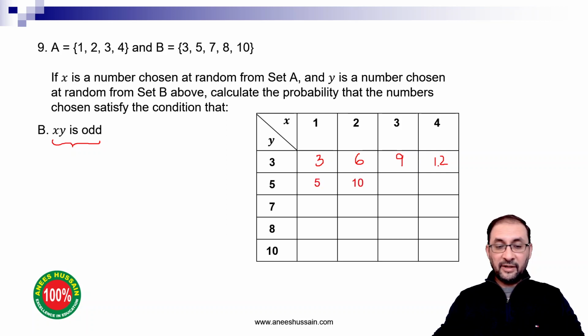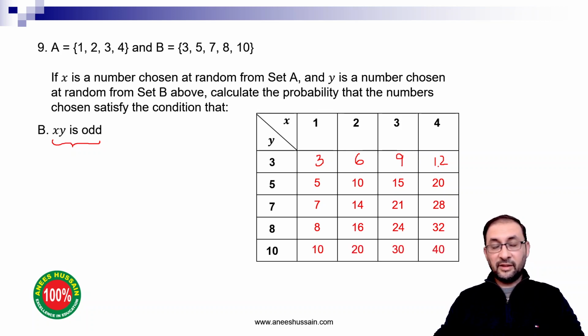So we get 5, 10, 15, and 20 in the second output row. In the third row, we get 7, 14, 21, and 28. In the fourth, we get 8, 16, 24, and 32. And in the last one, we get 10, 20, 30, and 40. As you can see, the total number of possible outcomes in this case is going to be 4 times 5, which is 20. The question says, what is the probability that x times y is odd?